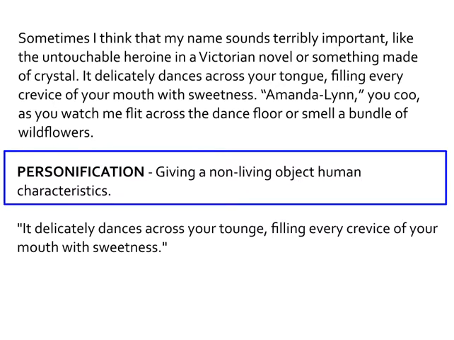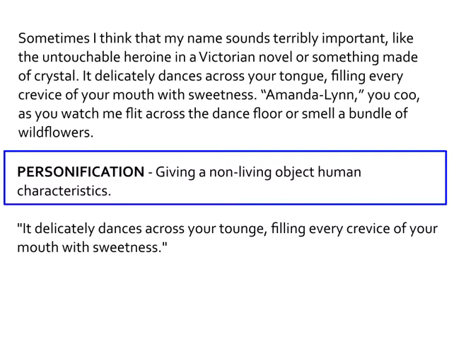So let's look at an example from my writing. Sometimes I think that my name sounds terribly important, like the untouchable heroine in a Victorian novel or something made of crystal. It delicately dances across your tongue, filling every crevice of your mouth with sweetness. A mandolin you coo as you watch me flit across the dance floor or smell a bundle of wildflowers. I wonder if you can find the simile in this paragraph.